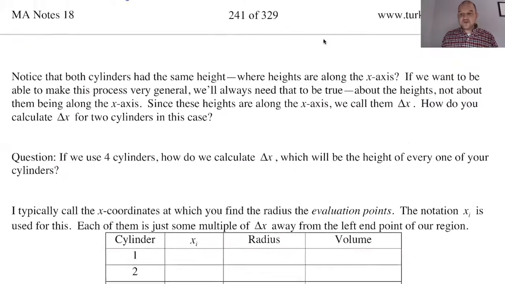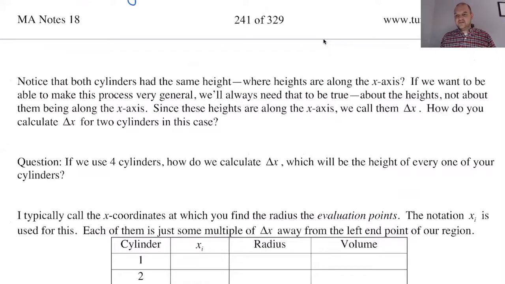So this first question is actually a review if you made it to the end of the last part. We made two cylinders. They had the exact same height. The heights are measured along the x-axis, which is really common. If you're going around the x-axis, that will always be the case. If we want to make this process very general, we'll always need that to be true.